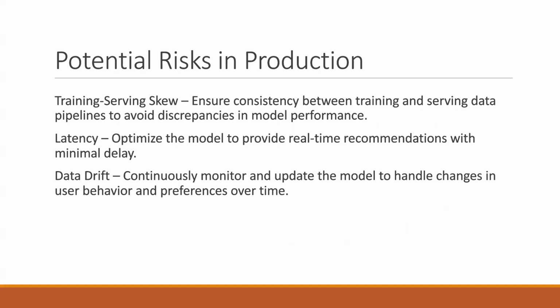Some of the risks in production, I would say, are any sort of skew between the training data and the actual real-time data that we anticipate. So I think there needs to be some sort of consistency to avoid any discrepancies in the model performance. Again, since this is a real-time recommendation engine, there has to be minimal delay, so latency plays a key role. And for any sort of data drift, we need to continuously monitor and update the model to handle new changes in user behavior and so on. That needs to be taken care of, without which the model is going to fail over time.